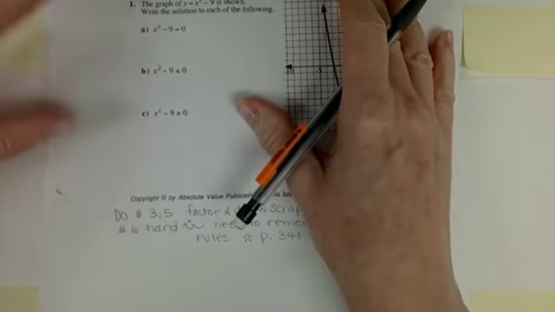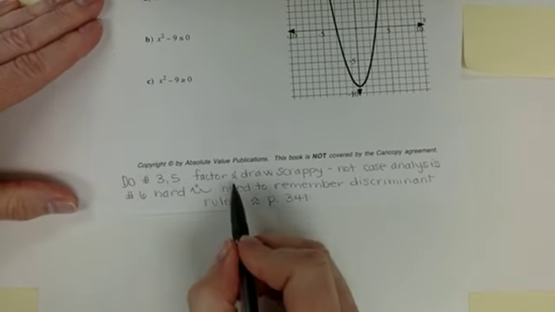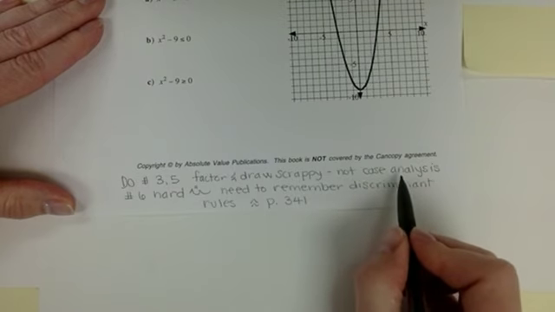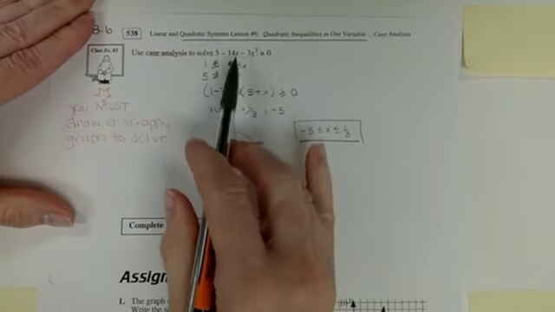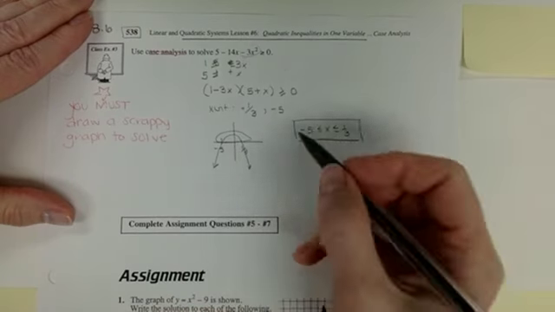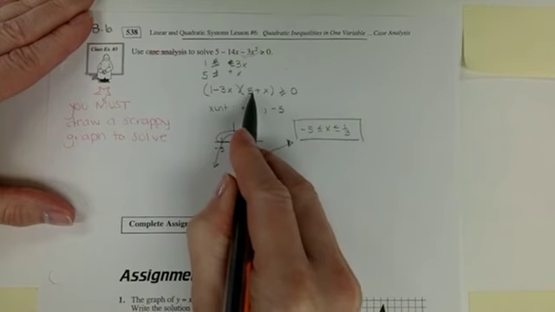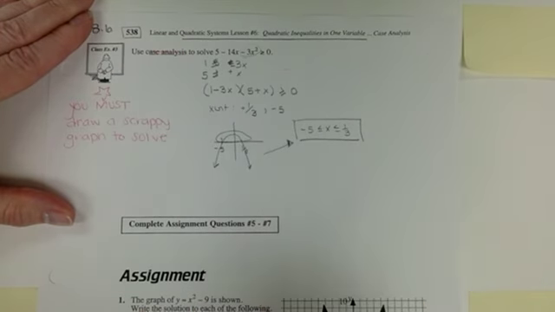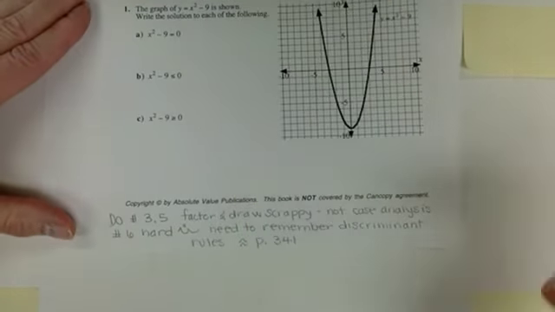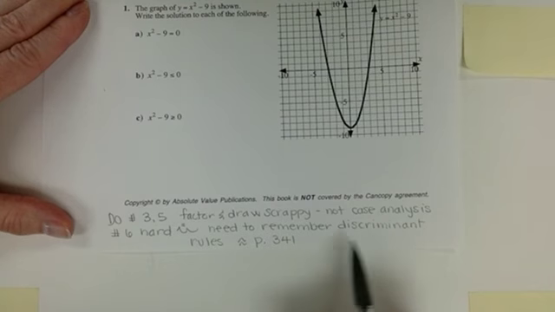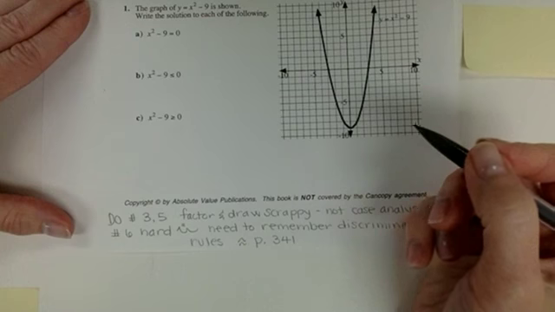On your questions, you're going to do 3 and 5. These are ones that you're just going to factor and draw a scrappy graph. Do not do case analysis. You are factoring and doing a scrappy graph so that you can tell this. That's where that comes from. You cannot tell from here what your answer is going to be. And then number 6, it's hard and you'll like it. You need to remember your discriminant rules, and those are somewhere about page 341. Okay, enjoy.